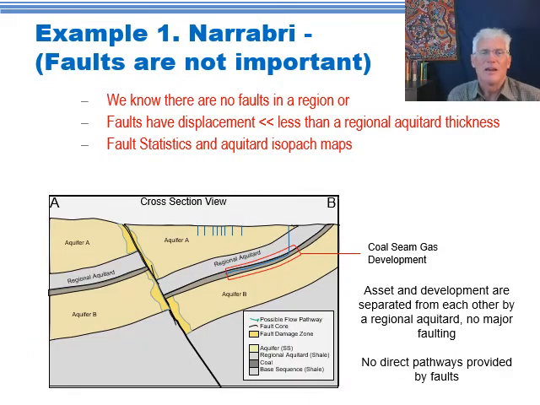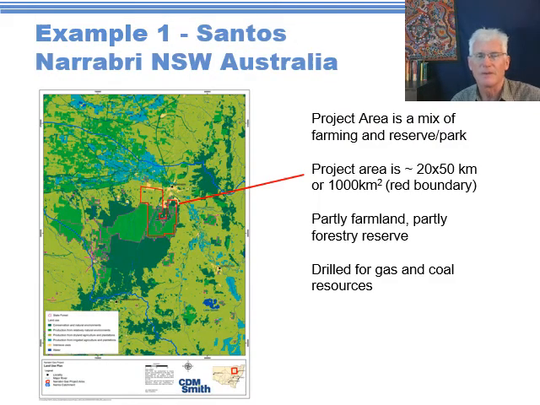So what we want to show in this case, what we think is going on, is that there are essentially no faults in the region, or the faults that are there are very small. And we think this is probably not a bad scenario, or a fairly accurate summary of what's going on at Narrabri. So here's the project situation.